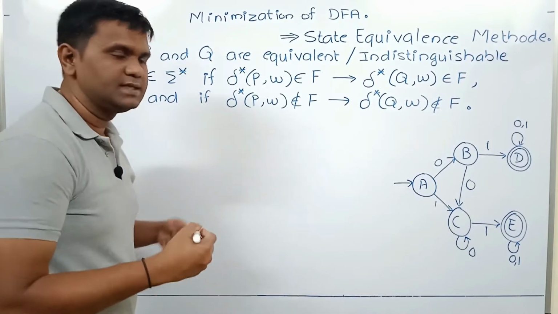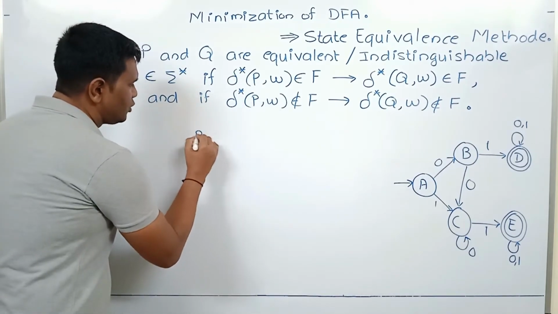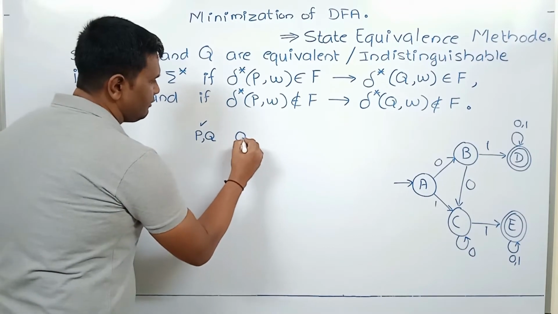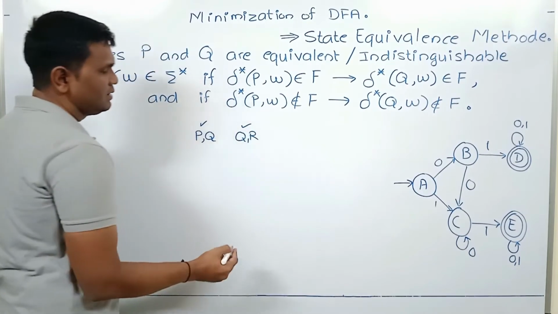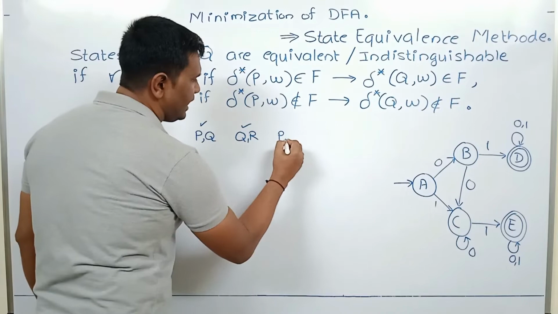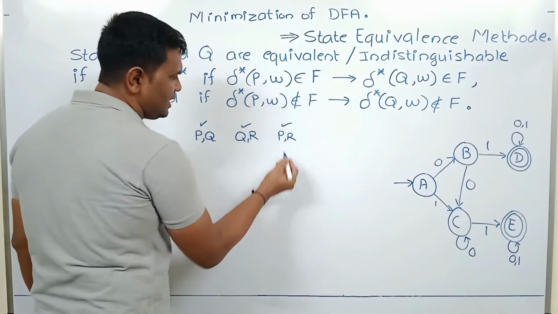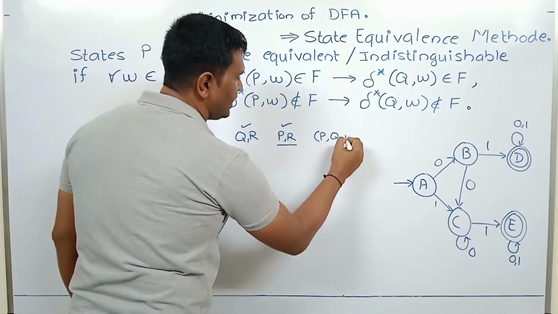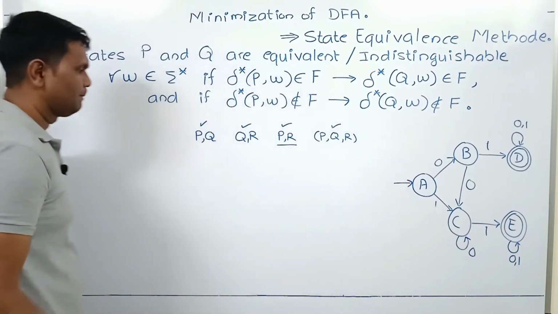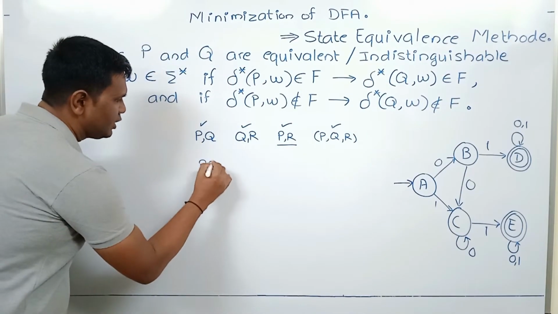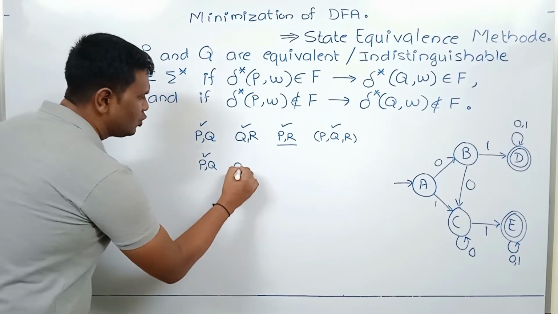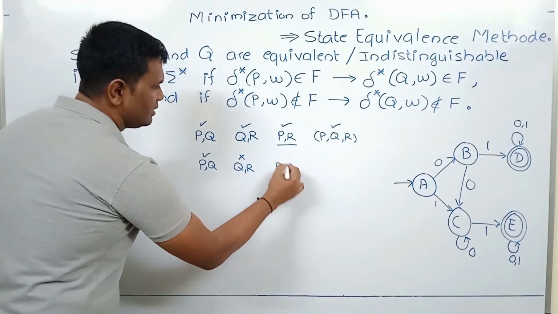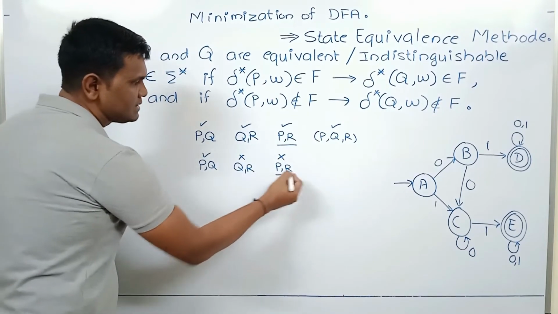Now this state equivalence is transitive. If we prove that two states P and Q are equivalent, and then prove that Q and R are equivalent, then it implies that P and R are equivalent. This we do not have to prove separately. We can also say that states P, Q and R are equivalent. On similar lines, if P and Q are equivalent and we prove that Q and R are not equivalent, then it implies that P and R are not equivalent. We do not have to prove this separately.